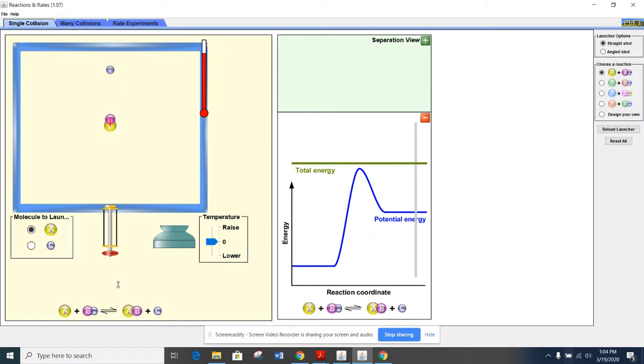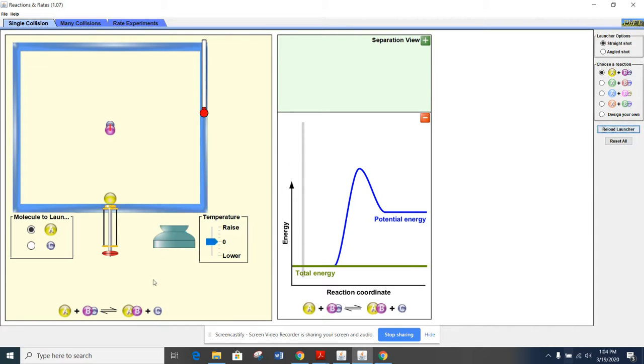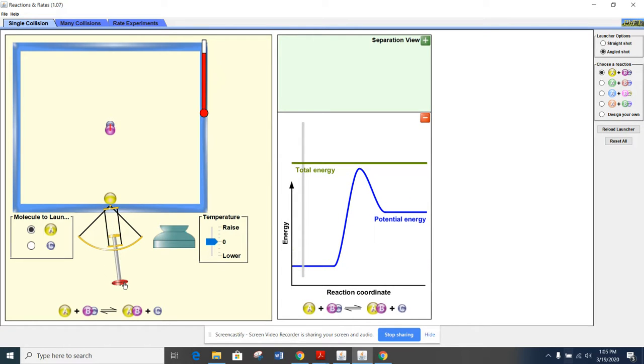Okay. The other thing you can do with this is change the angle. So this time I am going to, where's my setting? Angled shot right here, sorry. So now I can change the angle of orientation for the collision. So this time I'm going to pull it back and add enough energy to break the bonds. Okay, why didn't we have a successful collision to create two new products? Because we didn't have enough speed or kinetic energy? And the answer would be, we didn't have the correct orientation.